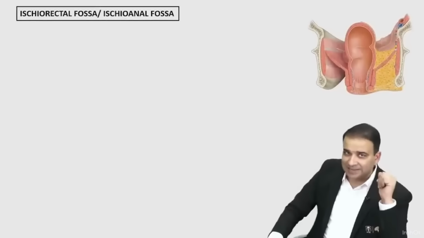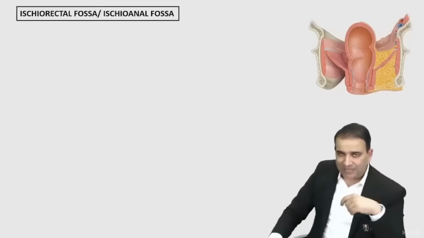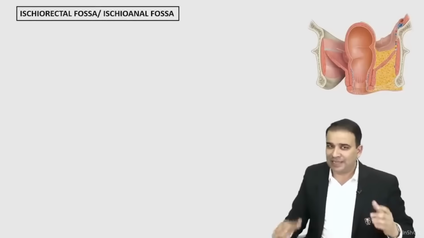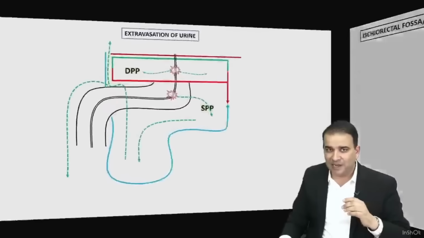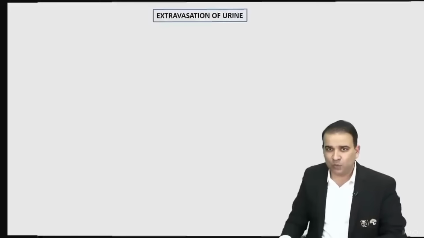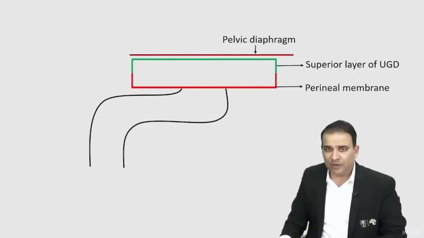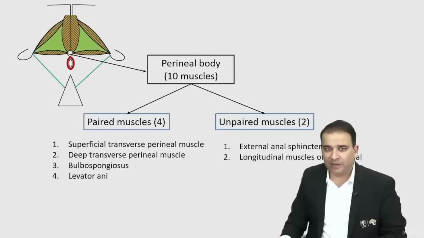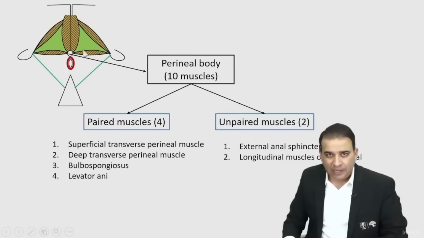And lastly, one fossa that we'll talk about is the ischiorectal fossa, guys. The space which is behind whatever we've been discussing till now. For orientation's sake, when you saw this picture, I'm sorry, I have to take you back here. Now, we were focusing on this triangle, the urogenital triangle. Let me take you to this other triangle, called the anal triangle.